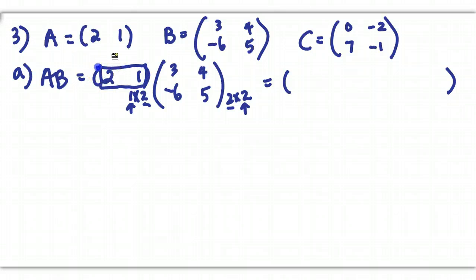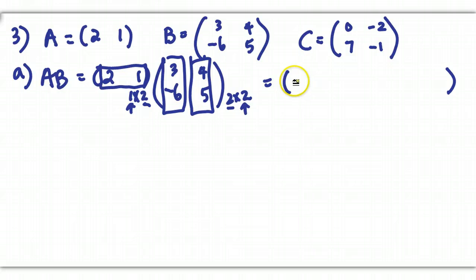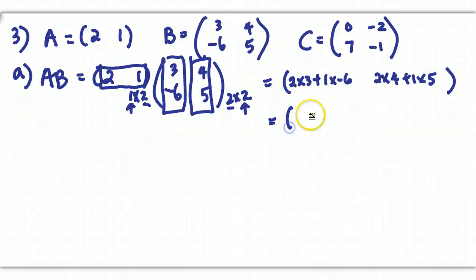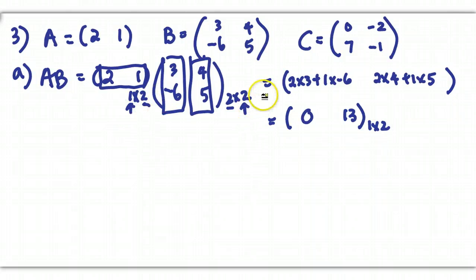Next, divide the first matrix into rows. Divide the second matrix into columns. So for the first element, we will take the first row, so 2 times 3 plus 1 times negative 6, times the first column. Second element, 2 times 4 plus 1 times 5. And we should get 0 and 13. Okay, we will end up with a 1 by 2 matrix. Just to check again, we should end up with a 1 by 2 matrix.